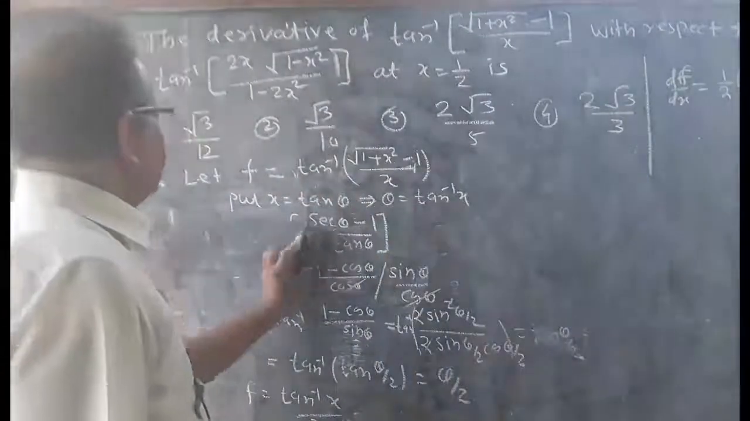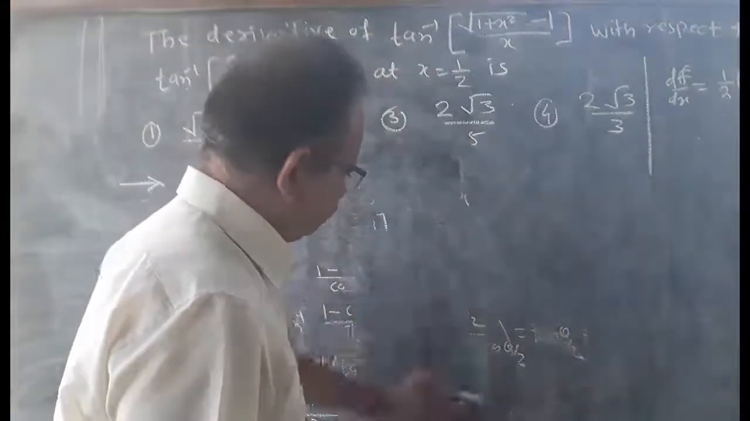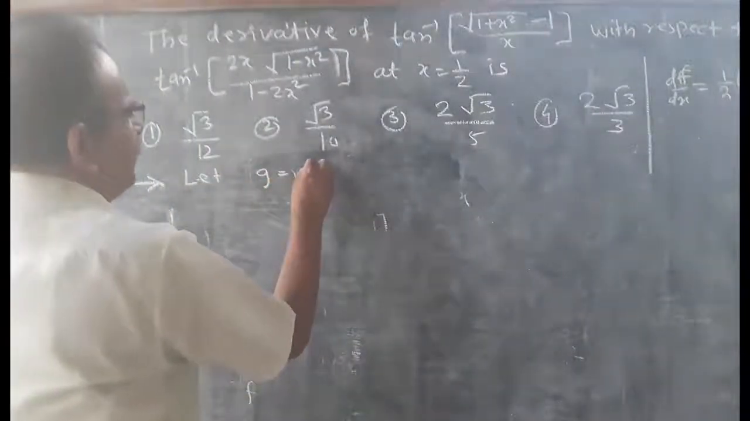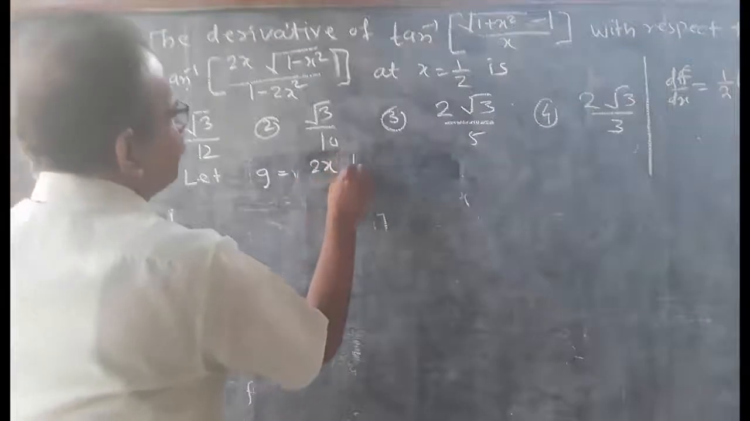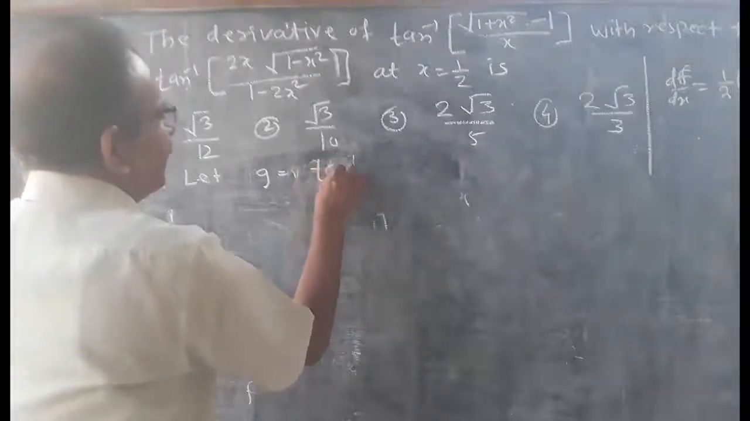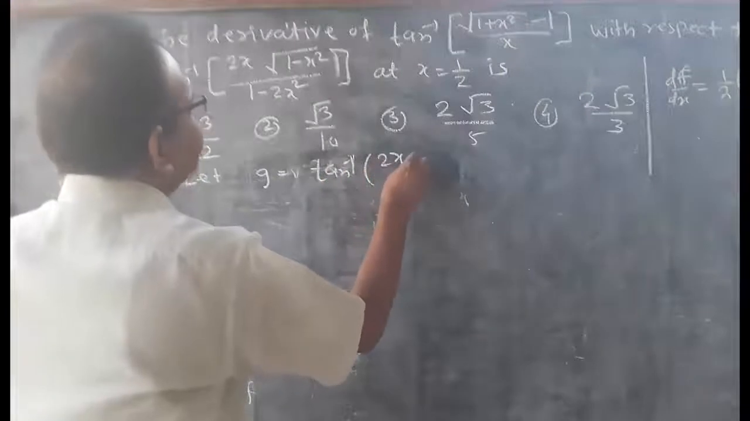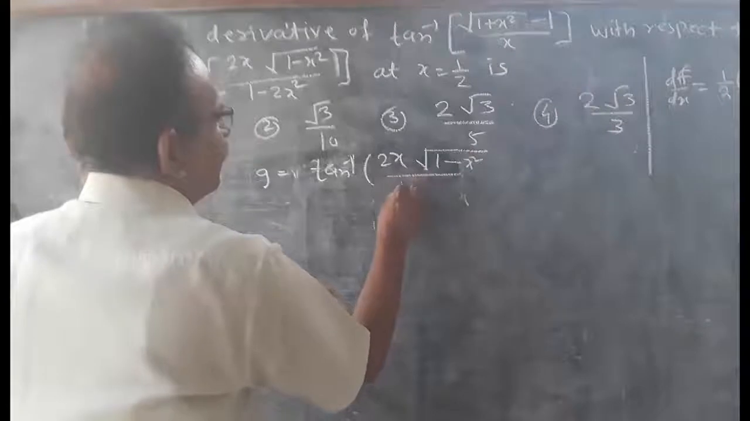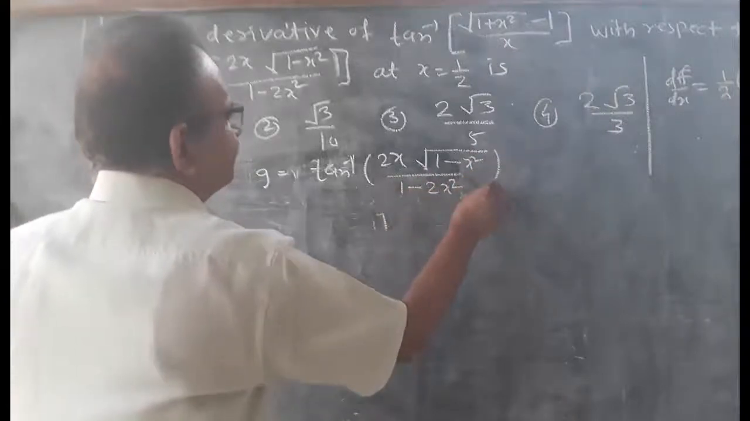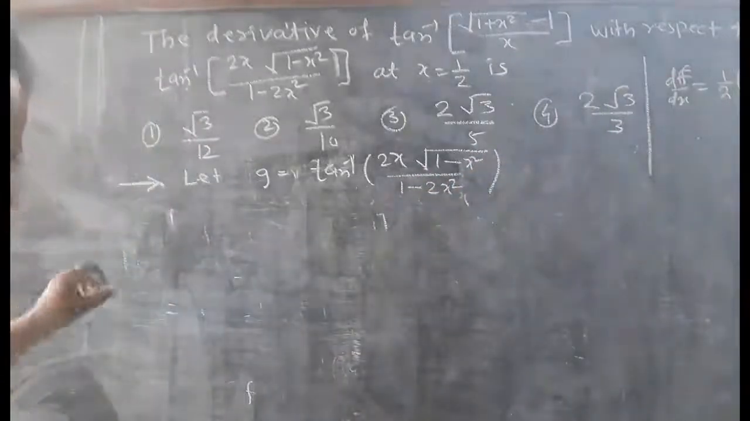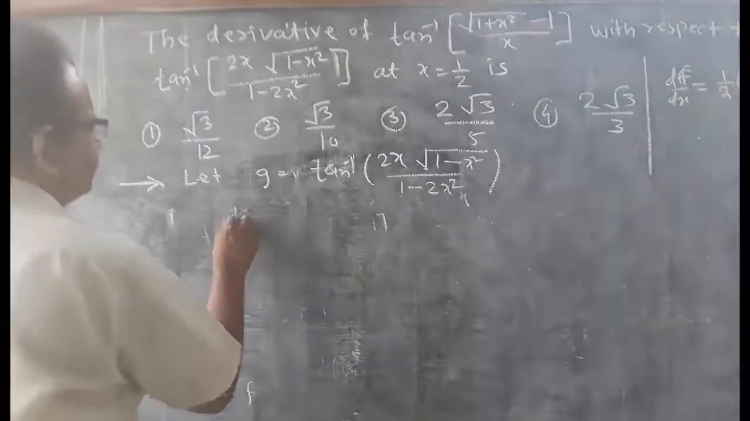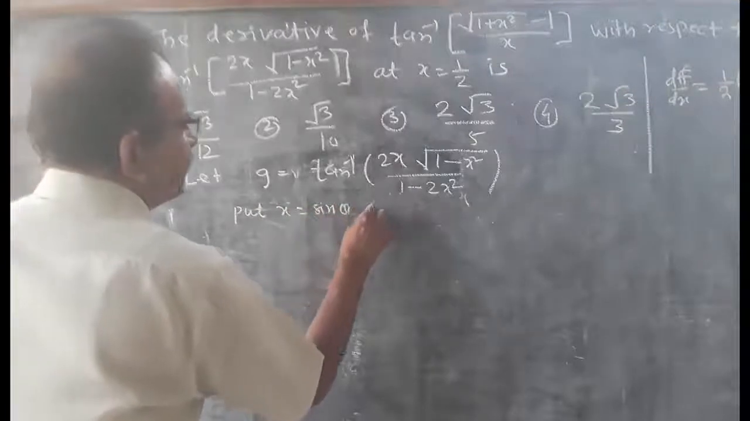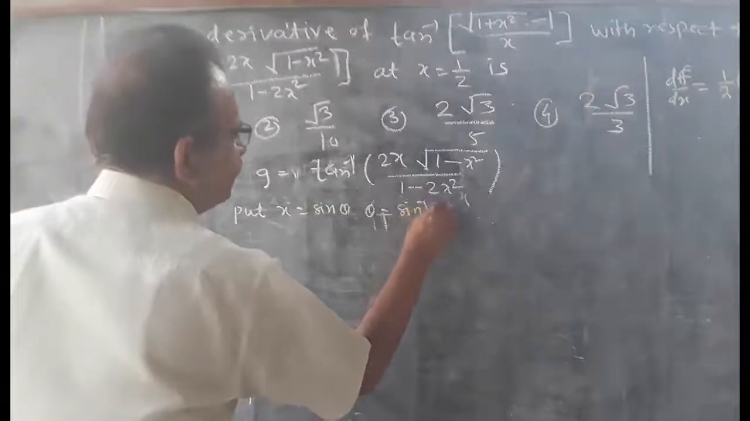Now, let g equal to tan inverse of 2x into root of 1 minus x square divided by 1 minus 2x square. Here, put x equal to sin theta. Therefore, theta equal to sin inverse of x. We have to replace it again.